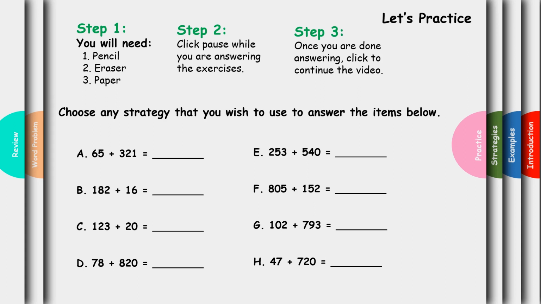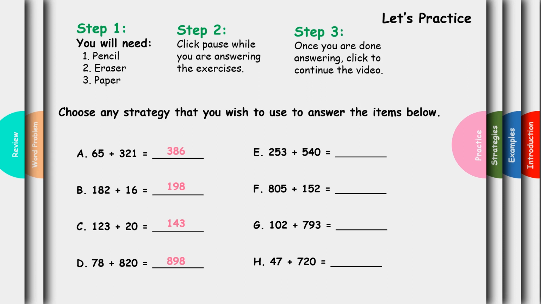Now that you're done answering, let's find out the answers. You may mark your own work. Letter A. 65 plus 321 equals 386. Letter B. 182 plus 16 equals 198. Letter C. 123 plus 20 equals 143. Letter D. 78 plus 820 equals 898.